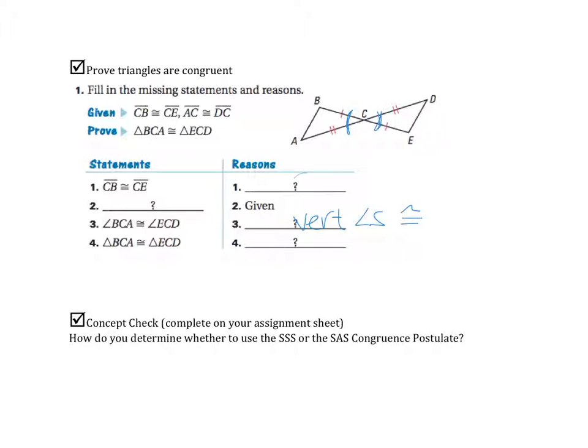CB congruent to CE, given. Line 2, what's the other given statement up there? AC congruent to DC. And why are the two triangles congruent? Well, we only have two reasons. It's either going to be side, side, side, or side, angle, side. And we don't have three sides congruent. We have the angle in the middle, so it's side, angle, side.